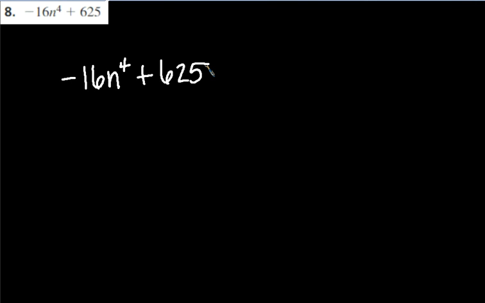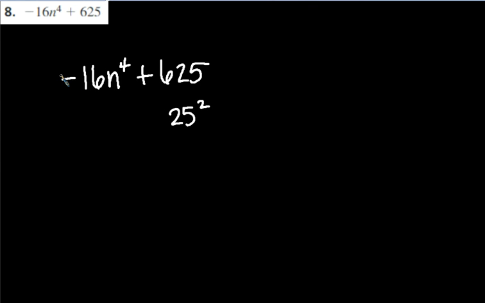So 625 is a perfect square. What is it the square of? 25. So this is 25 squared. And then this is almost a perfect square, but not yet. Okay? Remember, square numbers are not negative. All squares are non-negative. That's a property that we have.